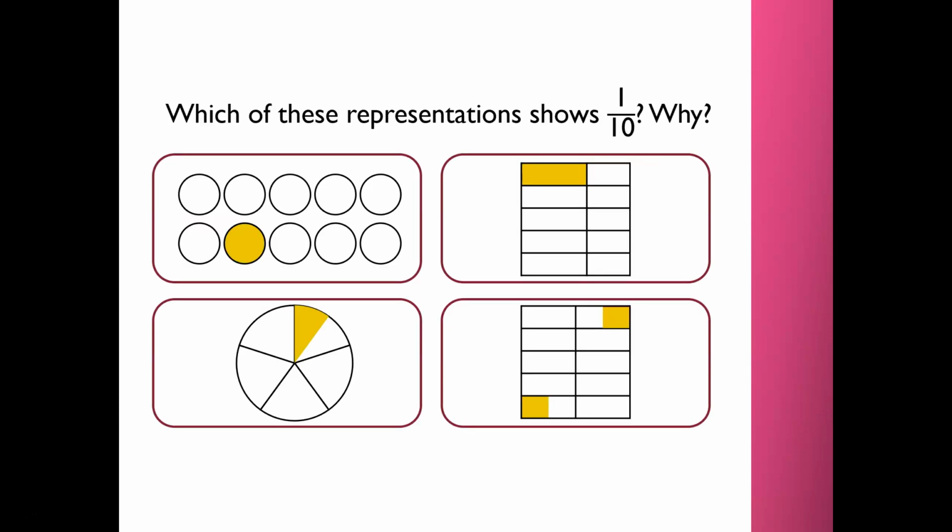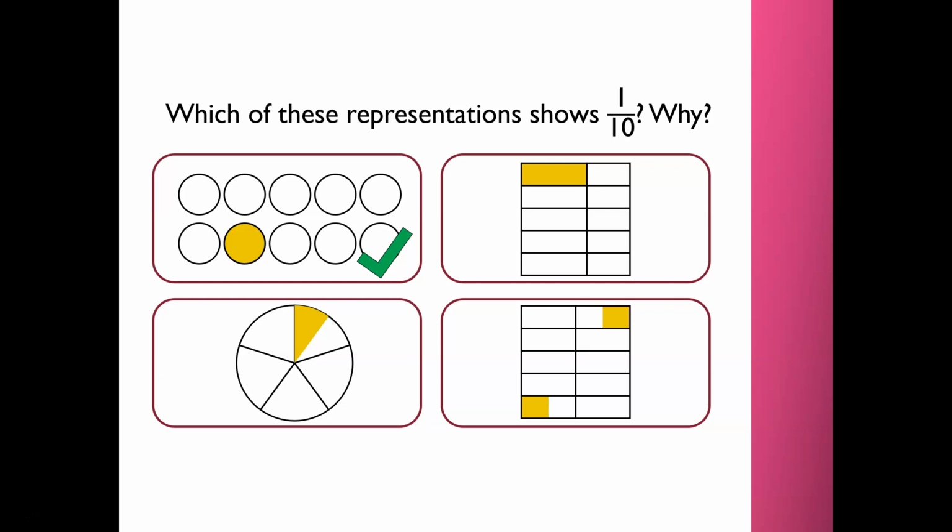Which of these illustrations show 1/10? And can you explain why? Pause the video and have a think about that. In the first example, we have 10 equal sized circles all together, and one of those 10 is shaded. So yes, 1 out of 10 is equal to 1/10.